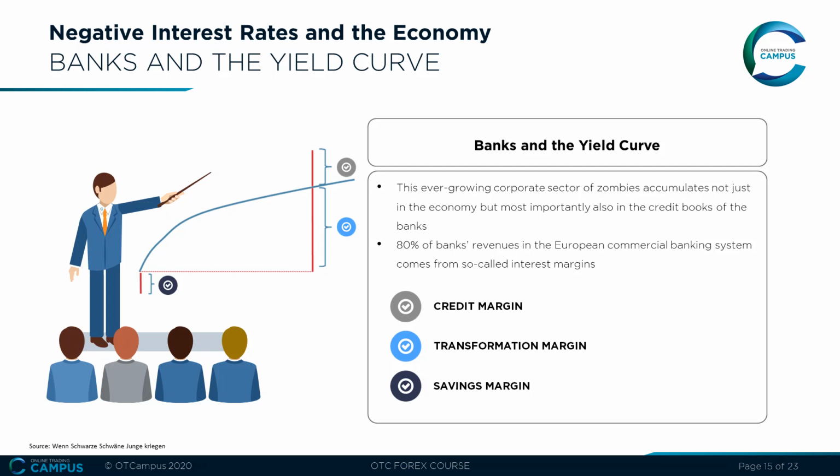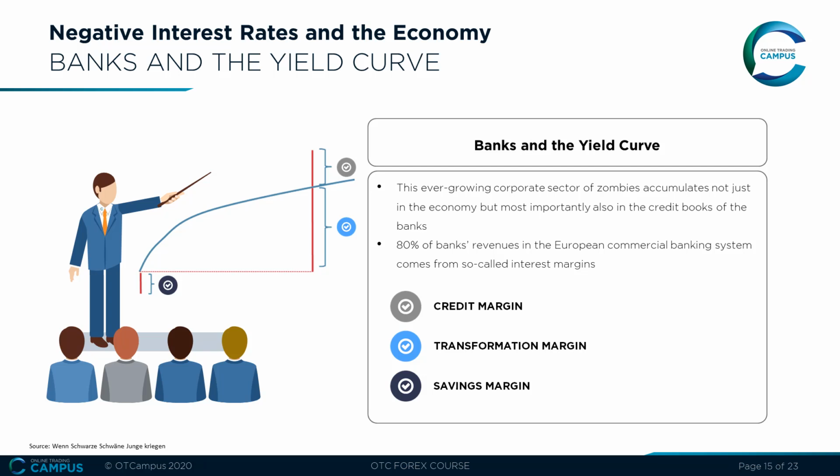But let us go back to zombie companies and the effect they have had on the banks now in specific. This ever-growing corporate sector of zombies accumulates not just in the economy, but most importantly also in the credit books of the banks. These companies are all borrowers, and ironically, they're even particularly hungry for credit. Therefore, the ECB or any other central bank can never raise interest rates again. With the alleged boom in 2018, they would have had the best opportunity to finally raise interest rates or at least to stop the negative nonsense. But this has not been done.